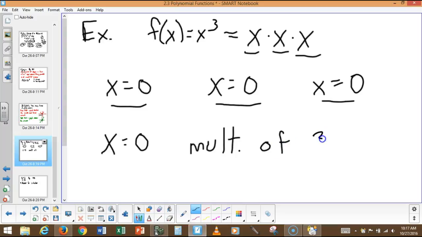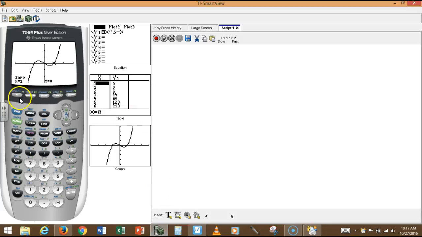So x equals 0 has a multiplicity of 3. 3 is an odd number, so by using our definition of multiplicity, at that zero, the graph should cross the x-axis. So if we look at our basic function, x cubed, and graph it, Zoom 6, we can see at x equals 0, it crosses the graph. Odd multiplicity.